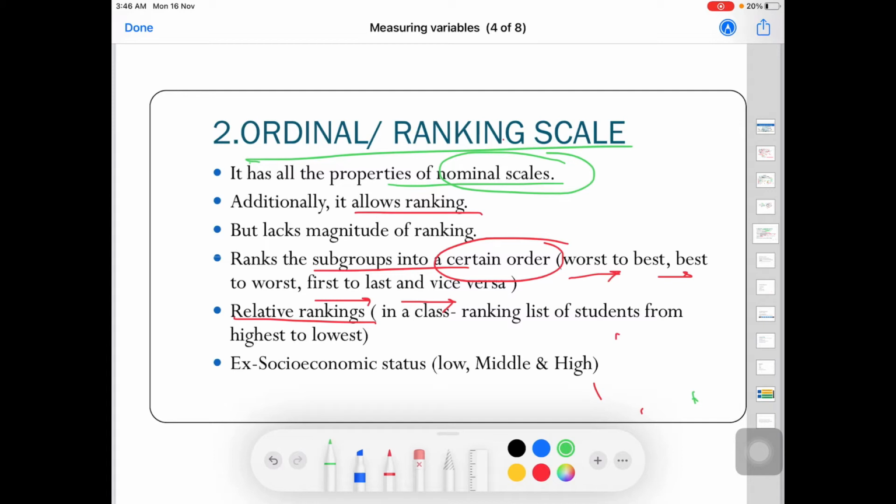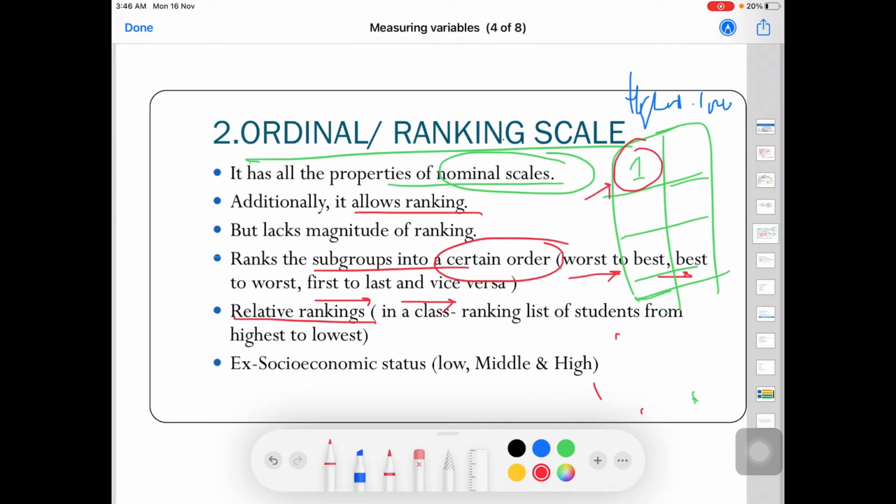For example, in a class, a list is made where those who have scored highest are placed at the top, and those who have scored lowest are placed at the lowest end. So here this ranking is done from highest to lowest. Okay, so in this scenario, this 1 has a value. If I am saying that Pradeep's name is at 1, that means Pradeep is the highest scorer. If someone says Sneha's name is at the second, that means Sneha is the second rank holder in the class.